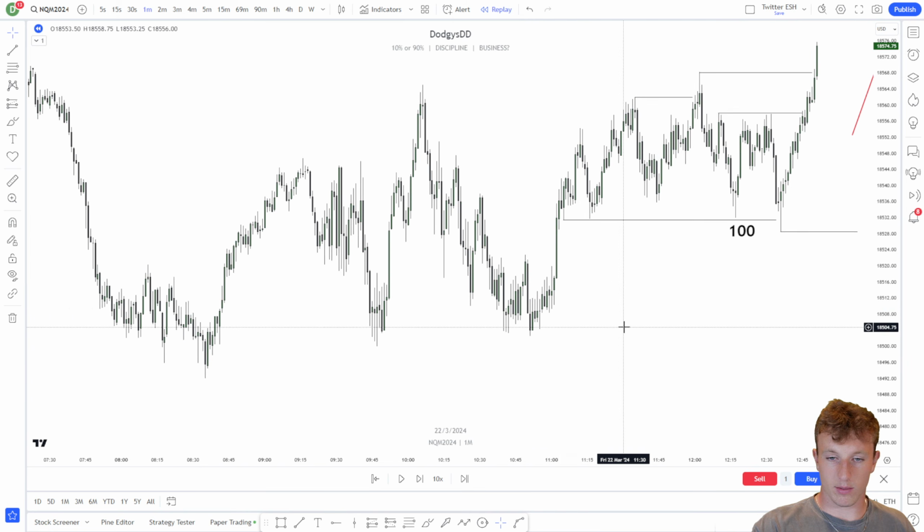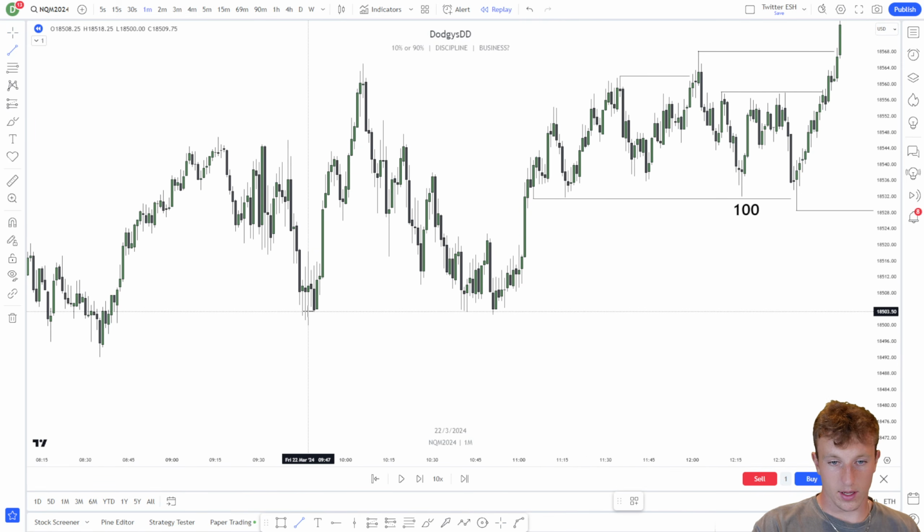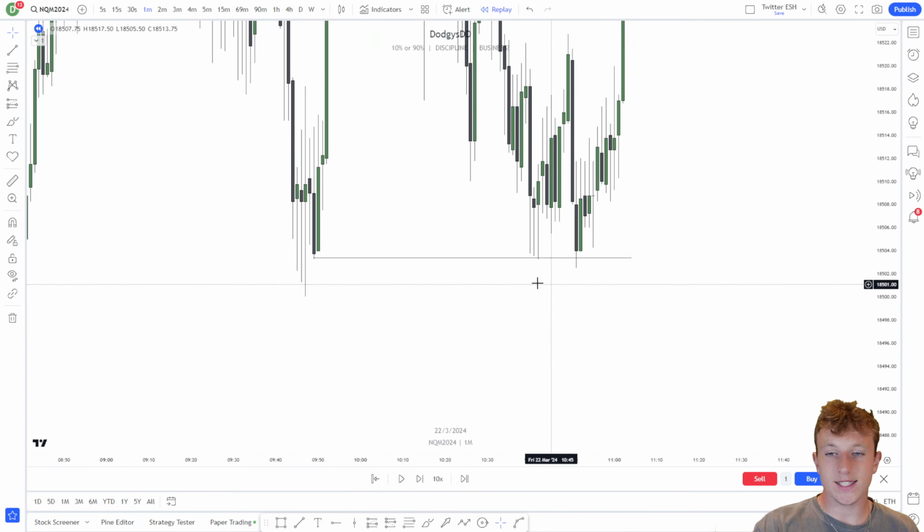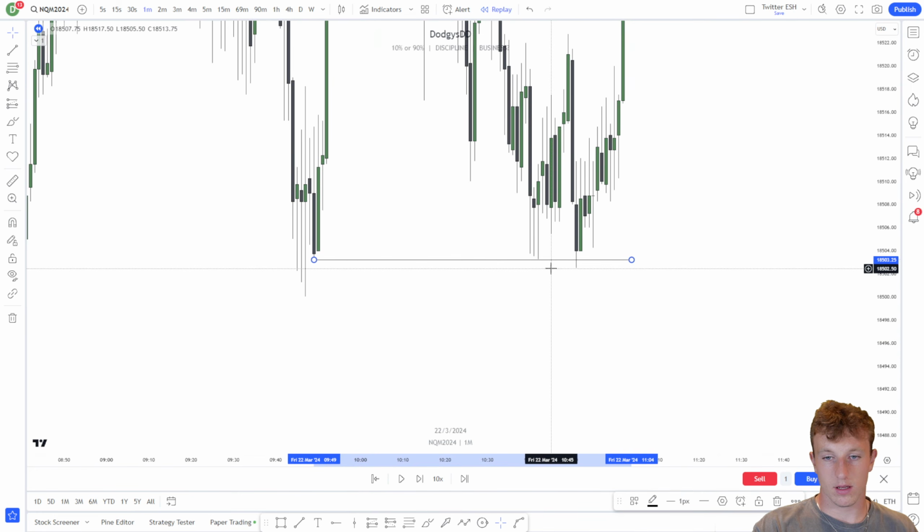Again, another really good form of liquidity is right here. See how we get a low here in the 1 minute time frame, and perfectly to the cent, which is very rare. Look at this. The low of this candle is 18,503.25. The low of this candle is 18,503.25. It perfectly makes equal lows.